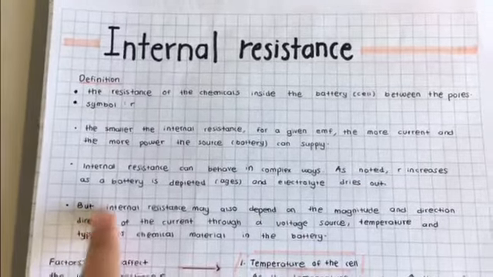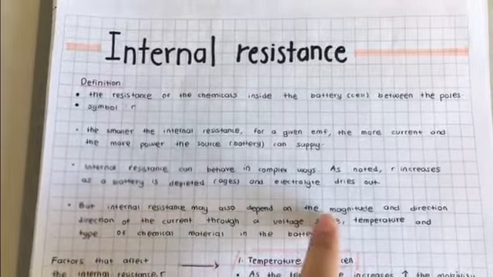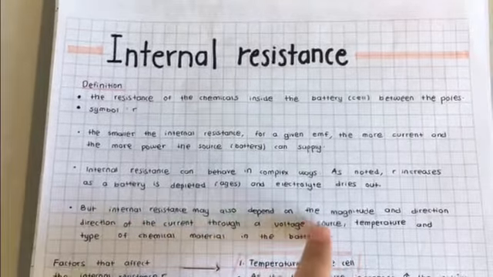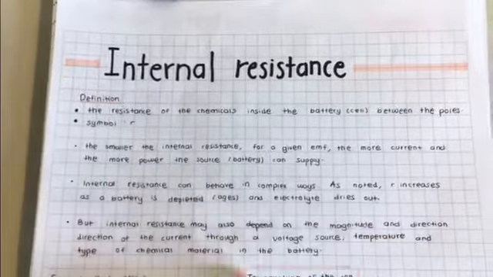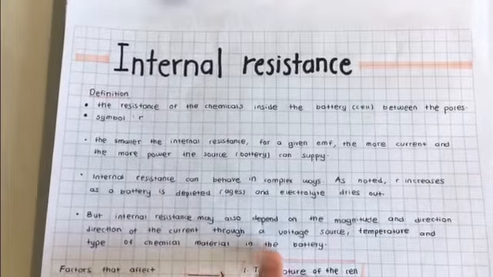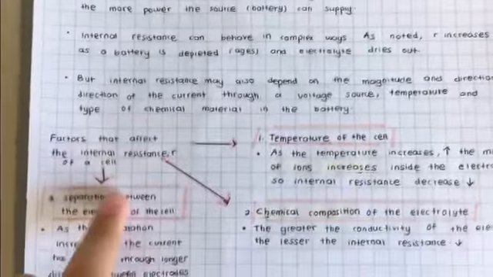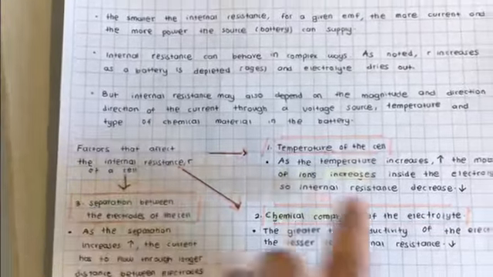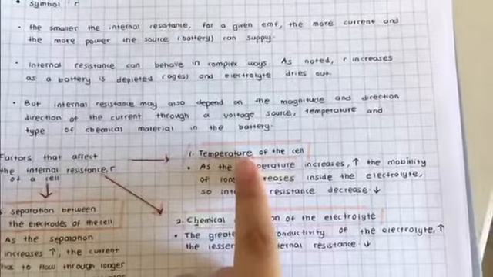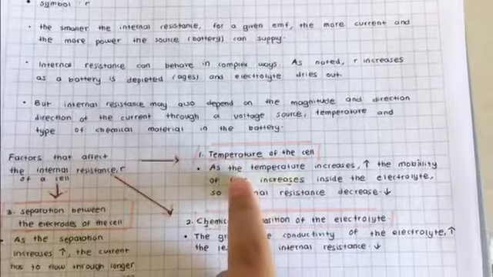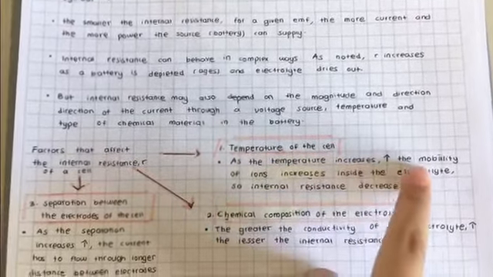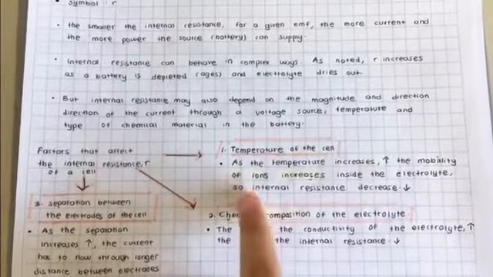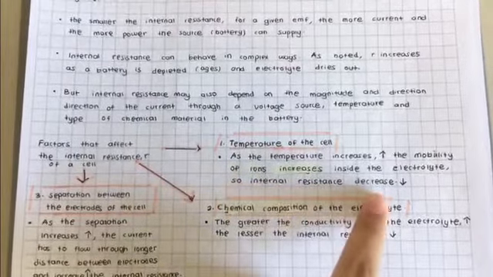But internal resistance may also depend on the magnitude and direction of the current through a voltage source, temperature, and type of chemical material in the battery. So, what are the factors that affect the internal resistance of a cell? First is the temperature of the cell. As the temperature increases, the mobility of ions increases inside the electrolyte, so internal resistance decreases.